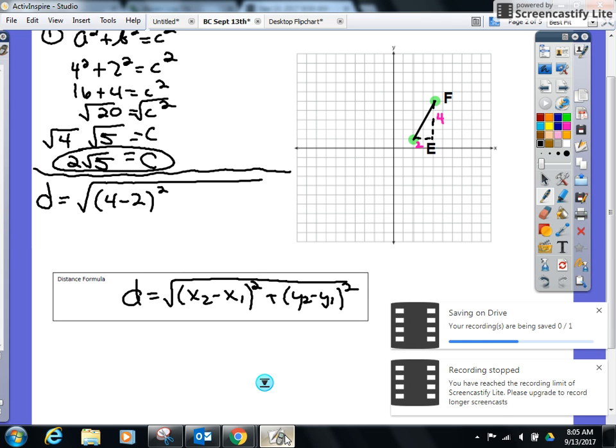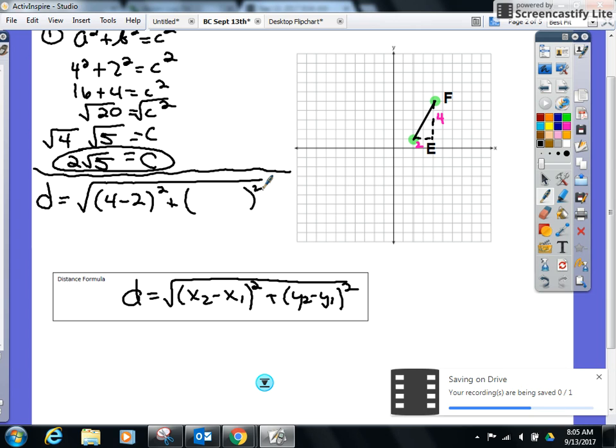And then what about the y coordinates? Plus, what are my y coordinates for this one? Y coordinates, 5 and 1. Again, order doesn't matter. 5 minus 1 squared.